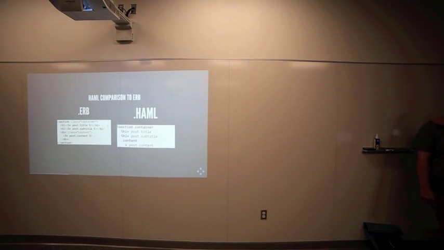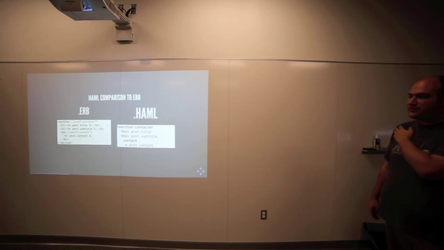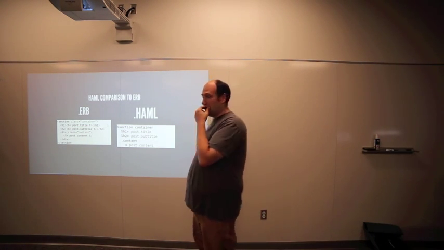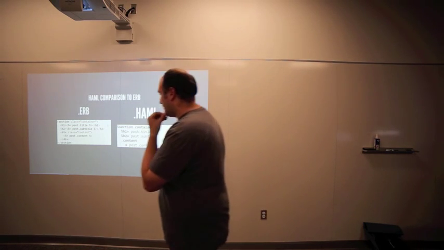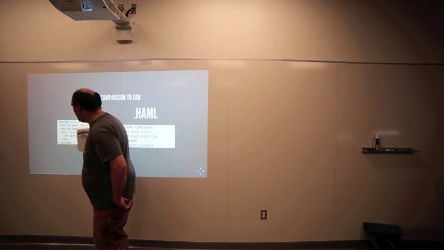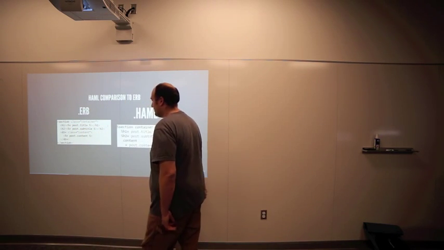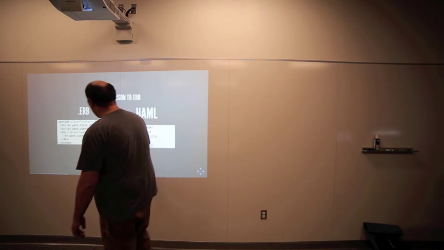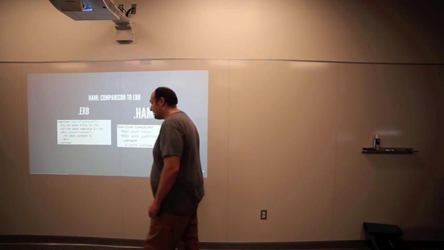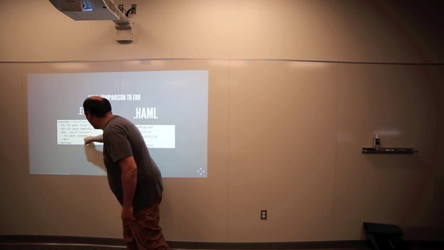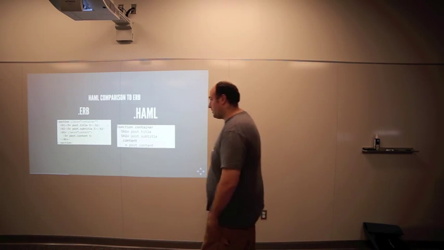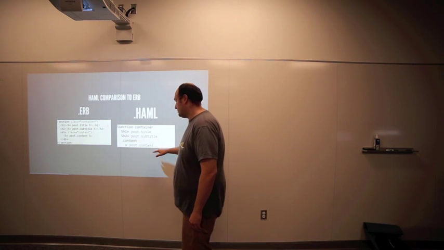So here's a little comparison between the ERB file we might see and a Haml file. I just pulled this from Haml's website. As I mentioned, there are these little percent symbol equal things, and then this would be data that's going to be inserted into the page when we build it. And we have our open and close tags, and everything is nicely indented. Alternatively, we can write the same information this way.